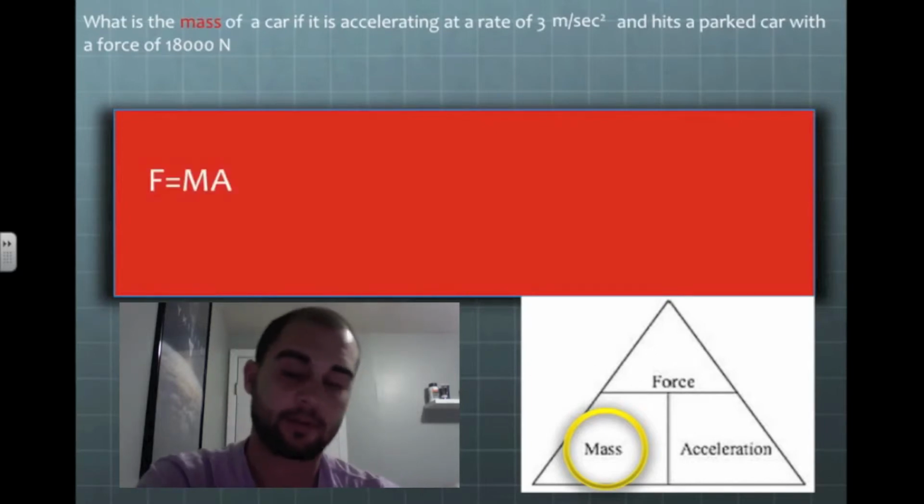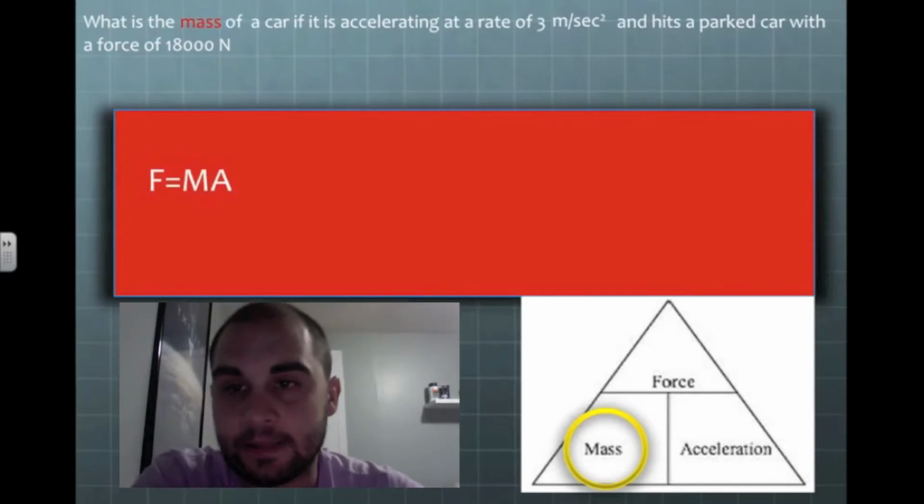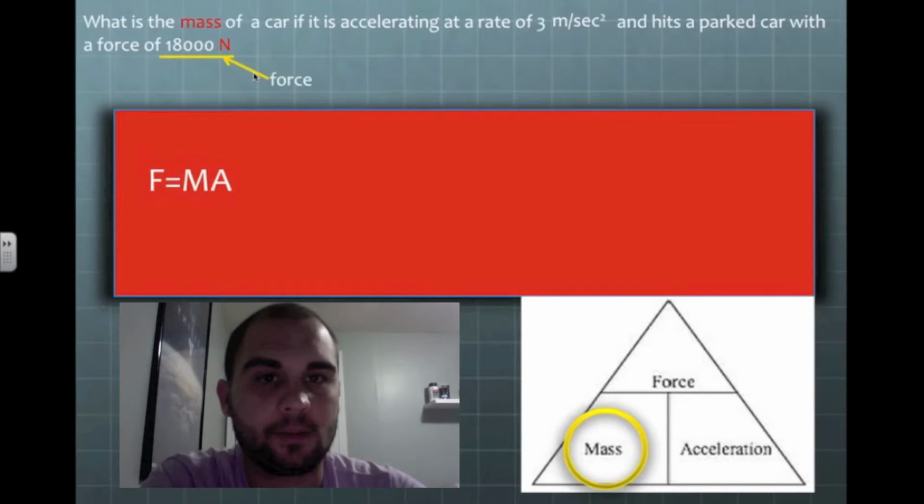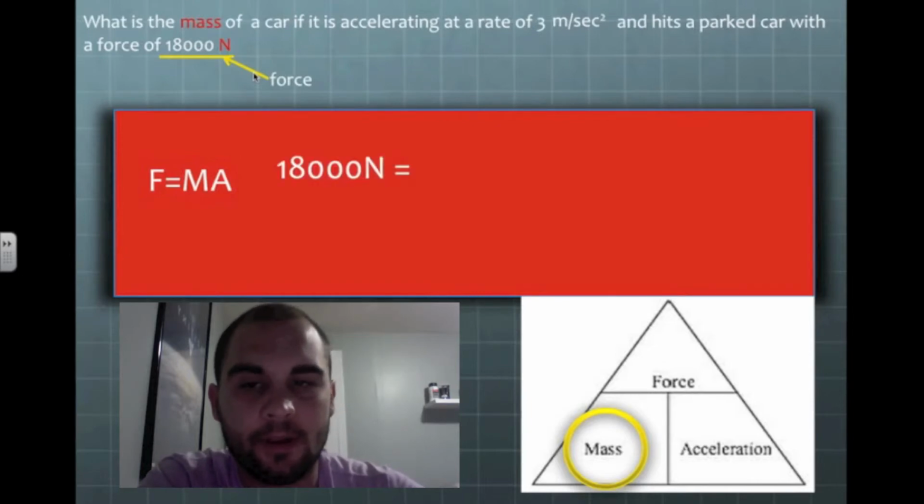So we're going to put down our formula. Force equals mass times acceleration. I'm going to look at my variables here. My first one, I know it has newtons. So this is going to be my force. Alright. And this other one up here, we'll write that down.